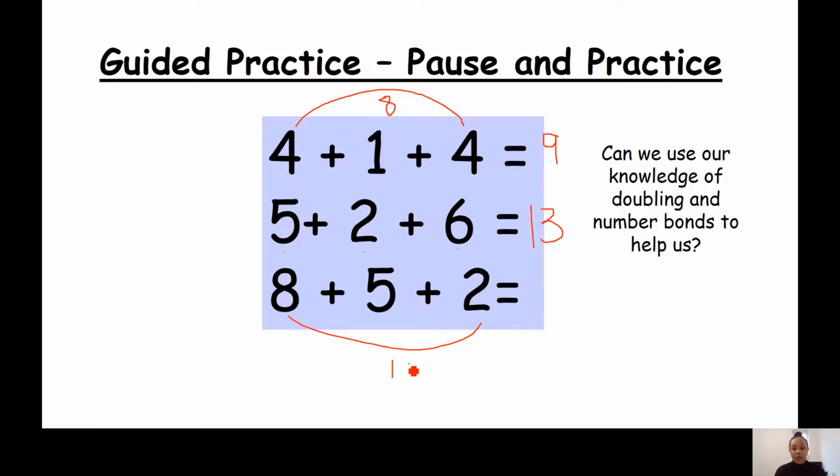And just like before, we can very quickly add on 5 using our 5 times table. We know that 5 jumps after 10 is 15. So our answer is 15.